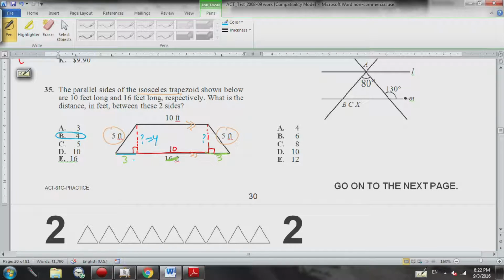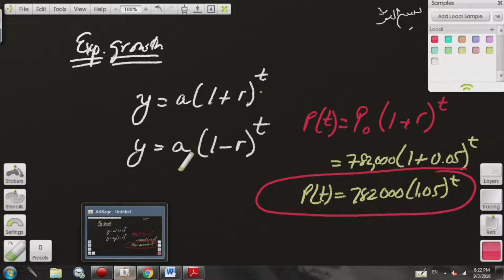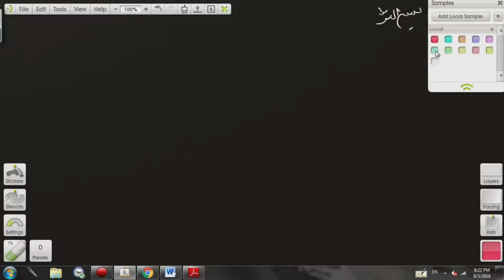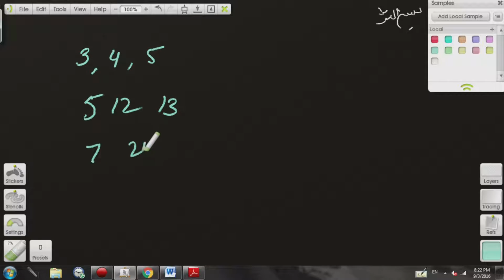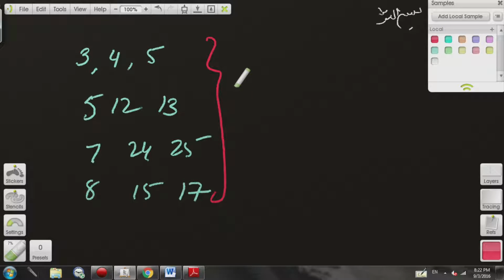Now, this is a 3, 4, 5 triangle. You could also use the Pythagorean theorem, a squared plus b squared equals c squared. But really, you have to know the 3, 4, 5 triangle. It's a Pythagorean triplet. Who are the Pythagorean triplets? Let's name them. 3, 4, 5. Whenever a triangle has these side measures, it's a right triangle. Then 5, 12, 13; 7, 24, 25; 8, 15, 17. These are Pythagorean triplets, or triples.